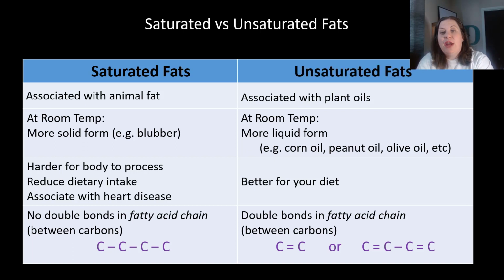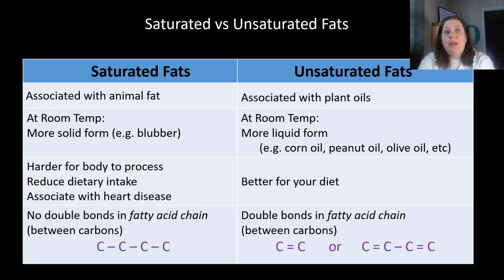On the other hand, unsaturated fats are associated more with plant oils. They're more liquid at room temperature. This is like corn oil, peanut oil, olive oil, avocado oil, all those types of oils that you can buy at the store. These are better fats for your diet. Your body can actually process them a lot easier due to that idea of them being liquid. And also, they do form those double bonds.